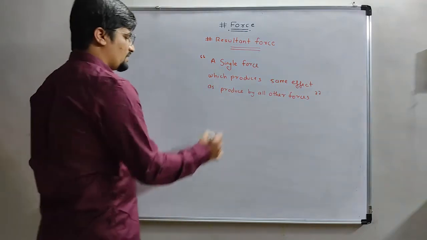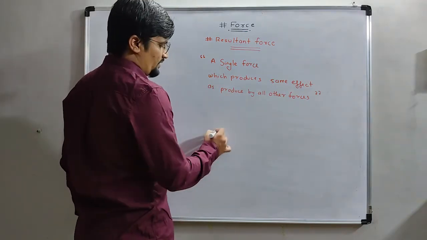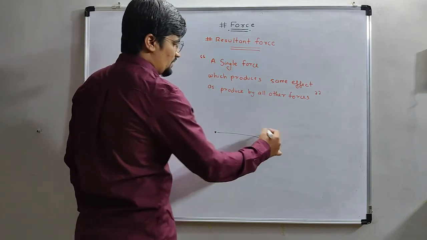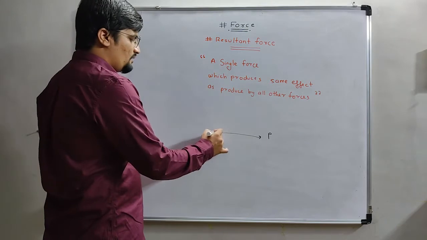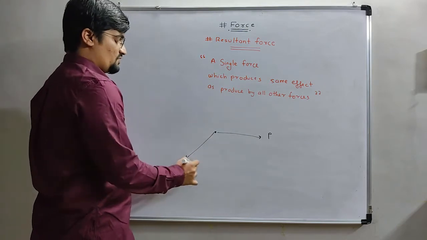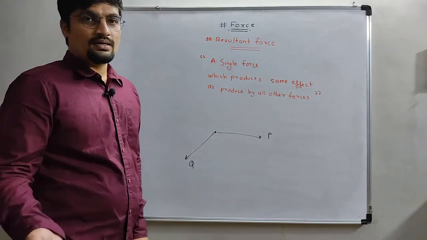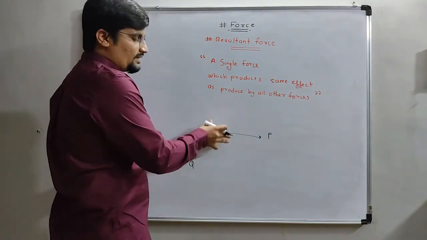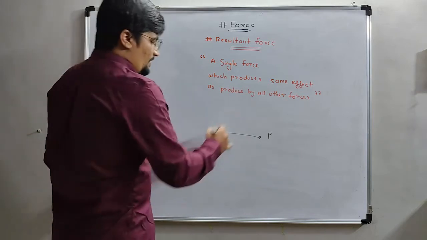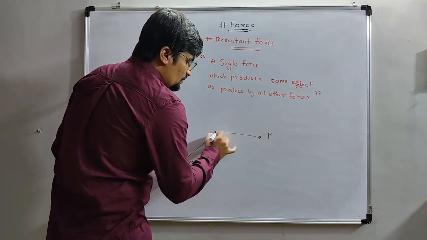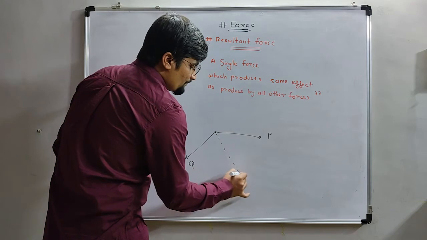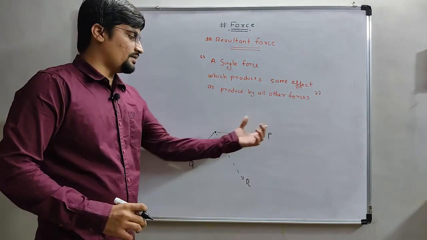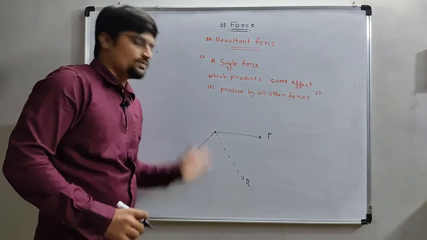If I take one point, one force is occurring in this direction, P. The other one is occurring in this direction, Q. These two forces are in different directions and at one point. The resultant of these two is here, which produces the same effect that is being produced by these two.